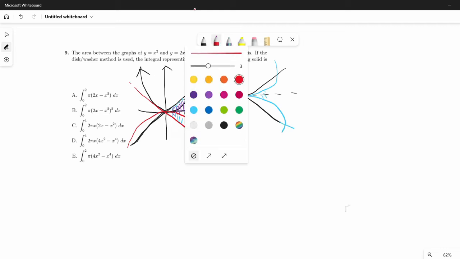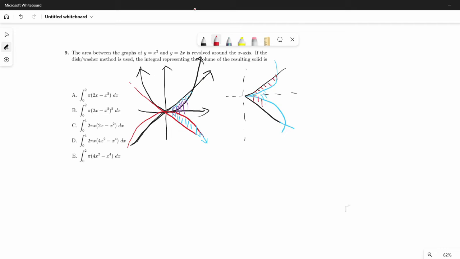Resulting in whatever this thing is, which would be something kind of like a dome with the middle taken out. But the point of this is that now we can see that it's capped by the line on top, and then the parabola on the bottom. So we can write our integral. It'll be something like pi r squared.